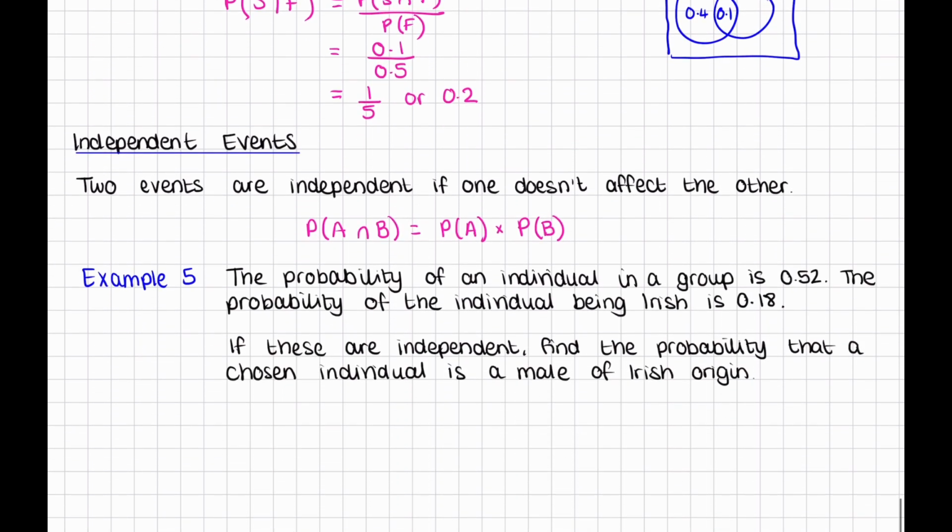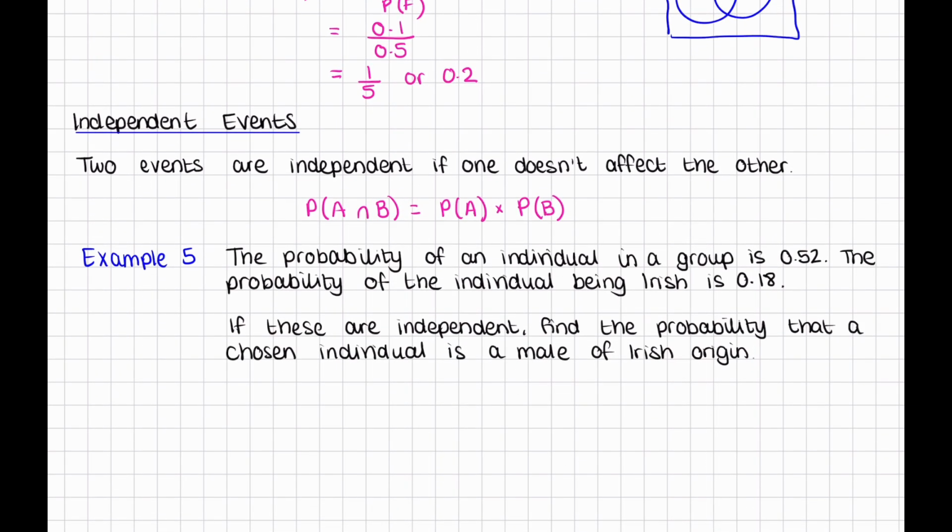Lastly, independent events. Two events are independent if one doesn't affect the other, and the rule for that is the probability of A and B equals the probability of A times the probability of B. Now, the biggest thing, as I've been saying throughout this video, is you cannot assume things are independent or mutually exclusive unless the question tells you so.